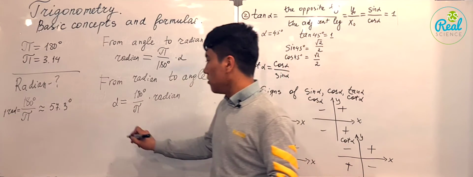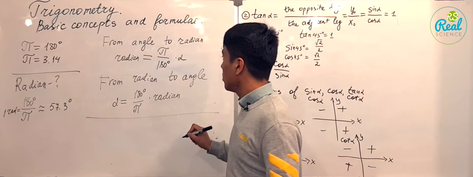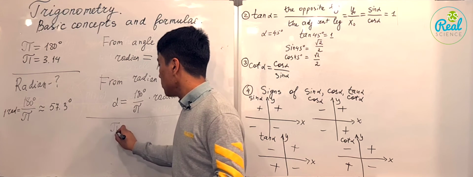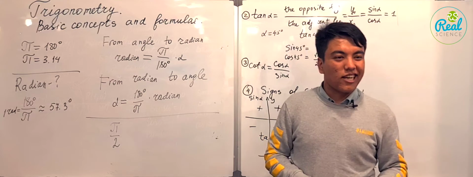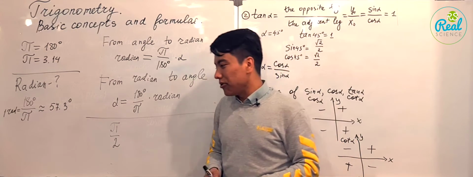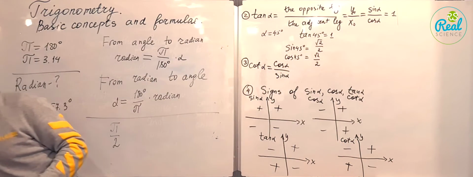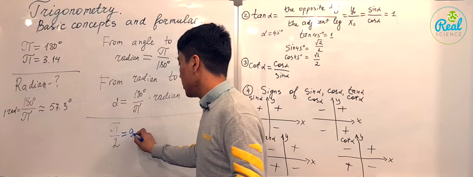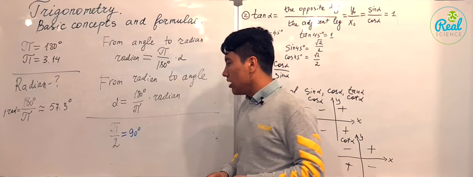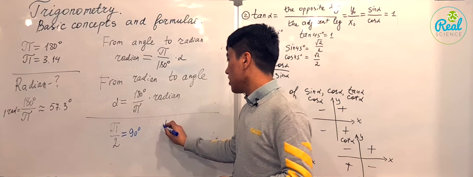Let's see, for example, pi over 2. You know pi in such cases is 180. If you put 180 instead of pi, what is the measure of this? 90. It's 90 degrees. And pi over 3.